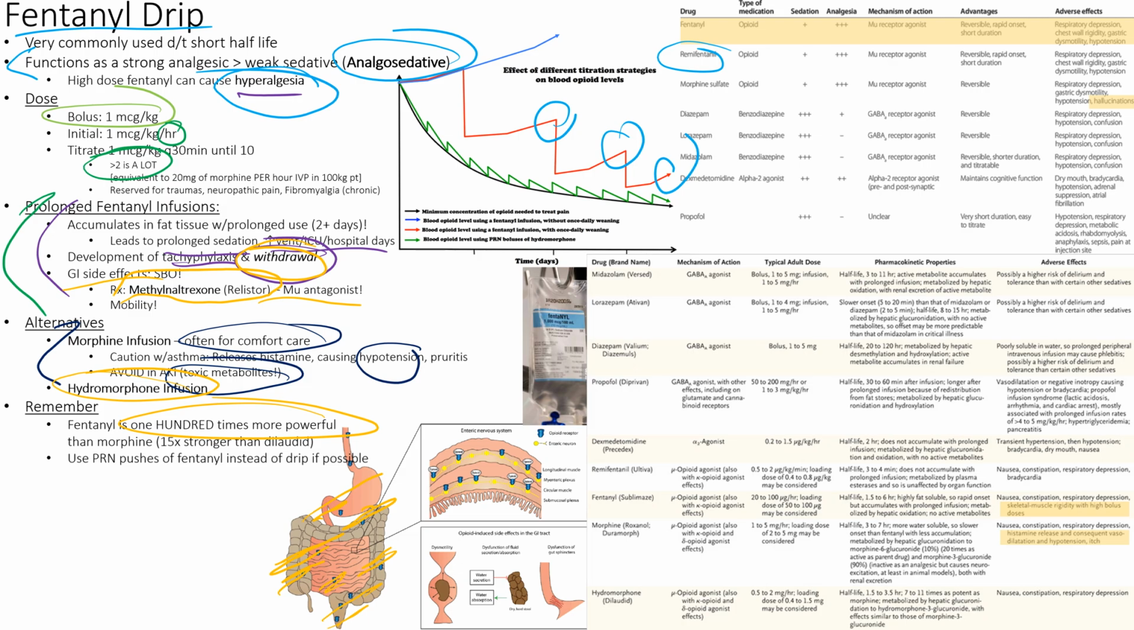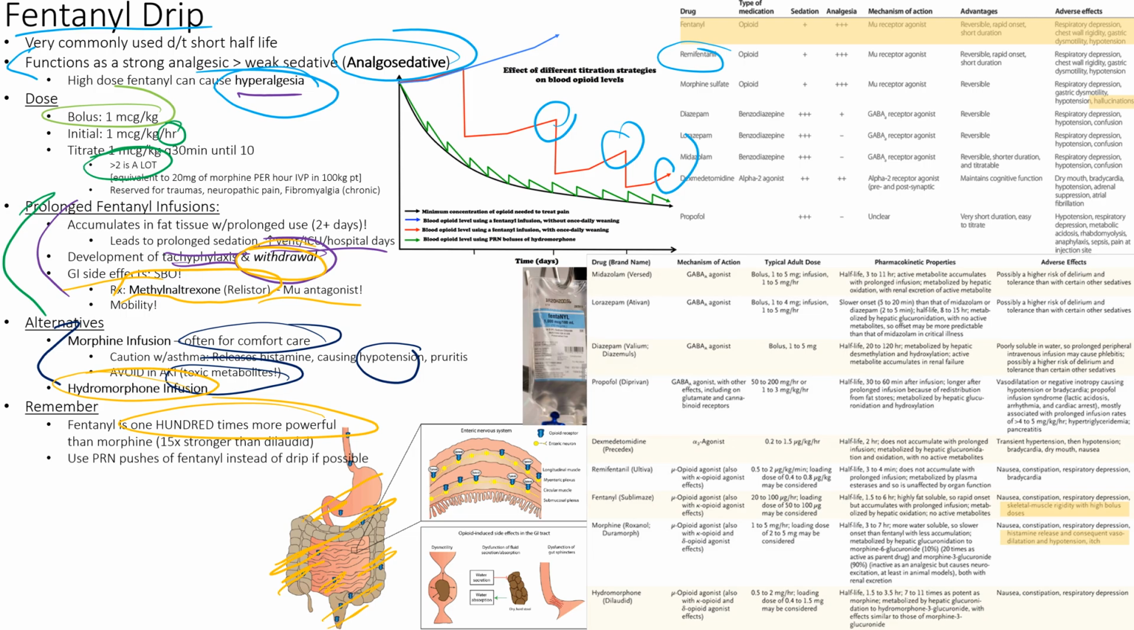Whereas if you're doing 2 mics per kilo and they weigh 100 kilos, that's 200 mics you give them every hour, right? So instead of doing 400 mics in 2 hours, just 50 mics, that's better. Yes? Does the Dilaudid infusion have any side effects? No, Dilaudid infusion does not have the same side effects like morphine does. Does it have the same side effects as constipation? Yes, it does.